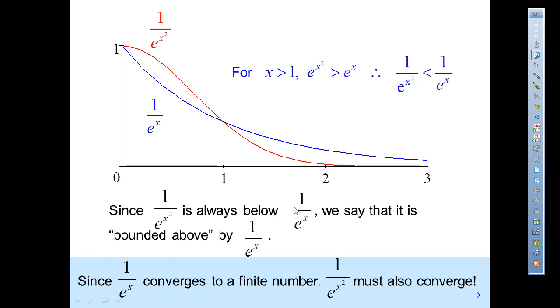So, since 1 over e to the x squared is bounded above by 1 over e to the x, and we know that 1 over e to the x converges, then 1 over e to the x squared must also converge.